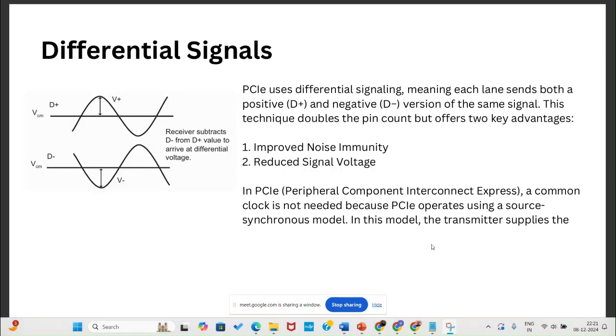Sure. So let us talk about differential signals and then we will end the meeting for today. And in the next session, we will talk about the configuration and architecture. Okay, is that okay for everyone?